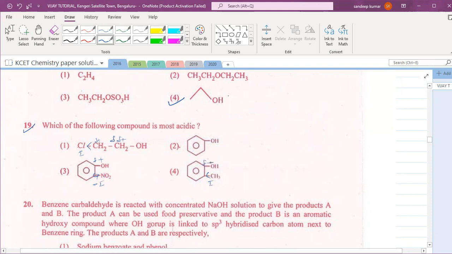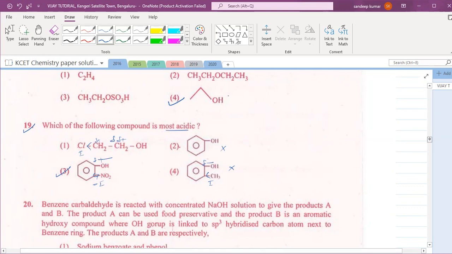Here the minus charge is increased. So this cannot be there. Instead, as NO2 is very close to this, it is at the ortho position only. So this is the correct option, because the magnitude of positive charge is more here, so it is most acidic.